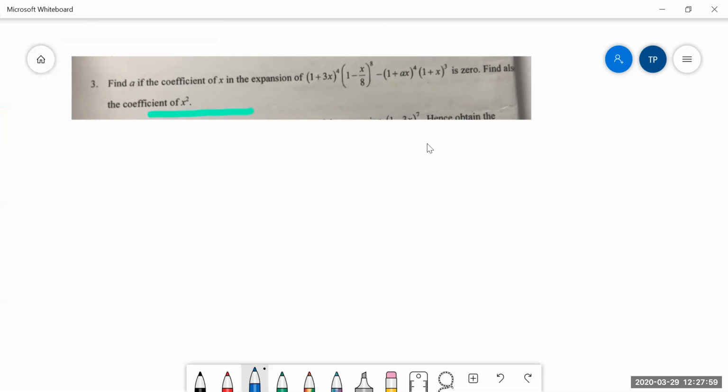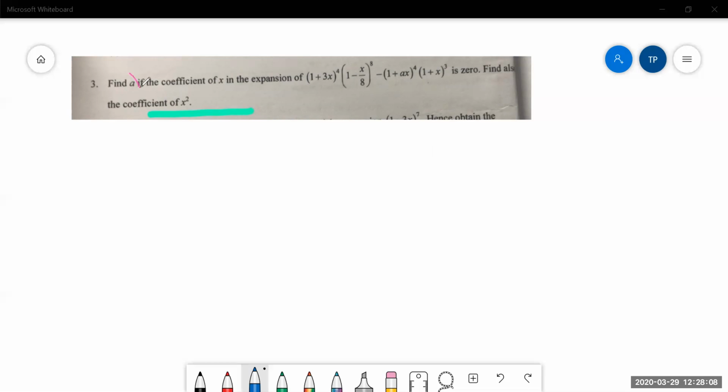Okay. Find A if the coefficient of x in the expansion of this is 0. Okay, we do not look at the second part first. We focus on this part first. So we have to expand it first.